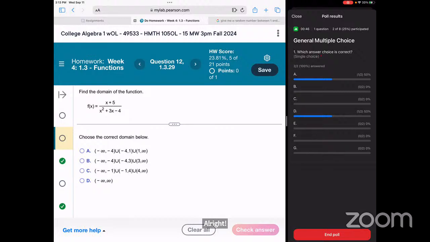All right, so I'm thinking I'm going to go with this result here. Submit. Okay, and I'm going to go ahead and close the poll. So I went with A.